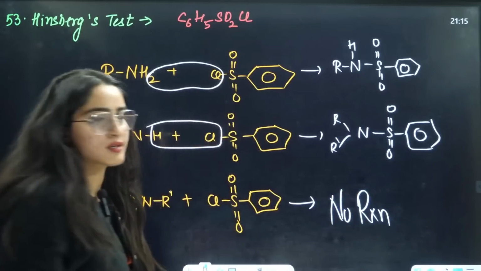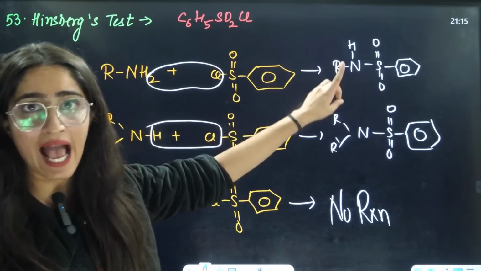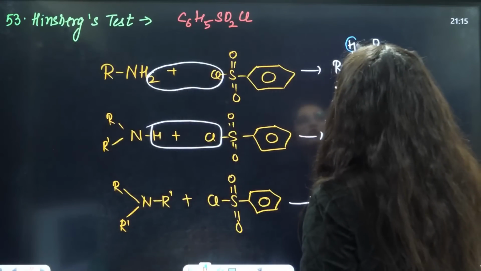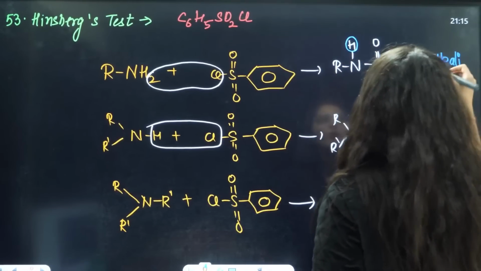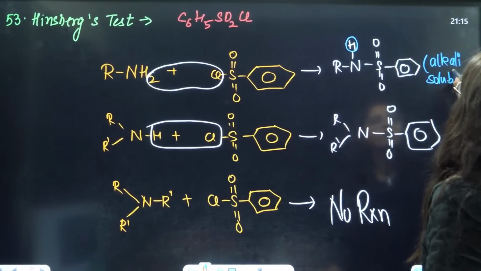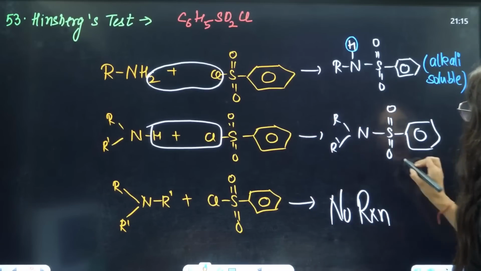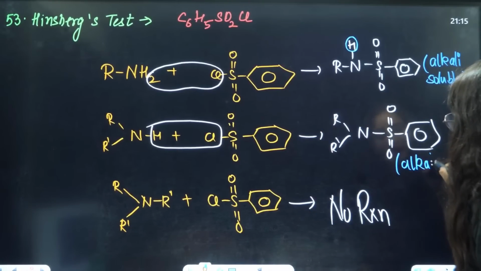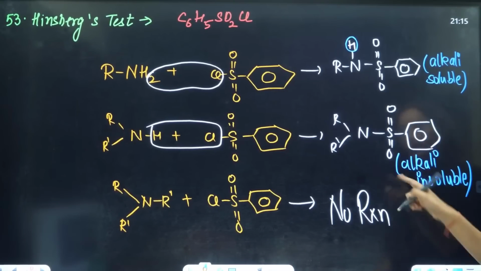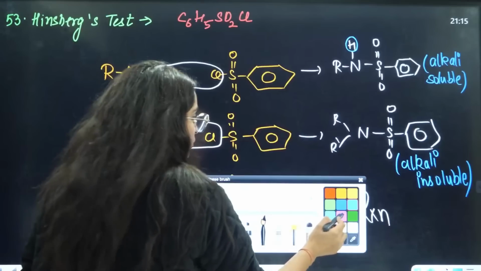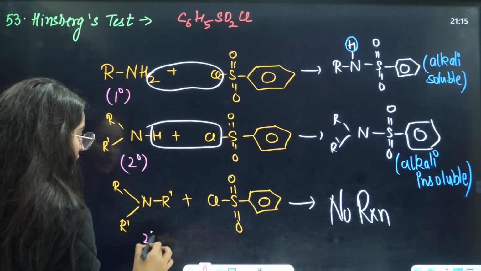Now the simple way to say this is, tertiary amine will not react, primary amine will react, but because of the hydrogen here, they are alkali soluble. Alkali means NH4OH soluble. Here you don't have hydrogen on nitrogen, that is why it is alkali insoluble. And in 3 degree you will have no reaction only. This is 1 degree, this is 2 degree, and this is 3 degree.